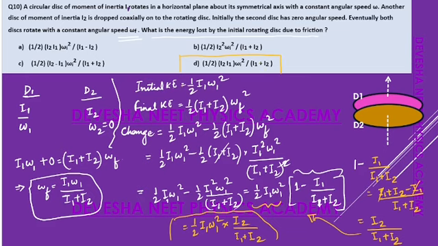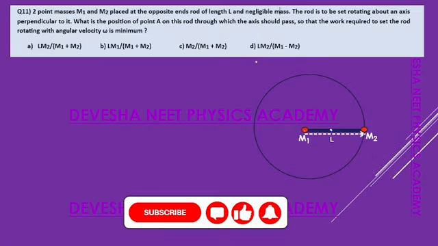Now let's go to the next problem. In this question, it is given that there are 2 point masses M1 and M2 at the opposite ends of a rod of length L. Imagine this is the rod having the length L. And we have this point A.